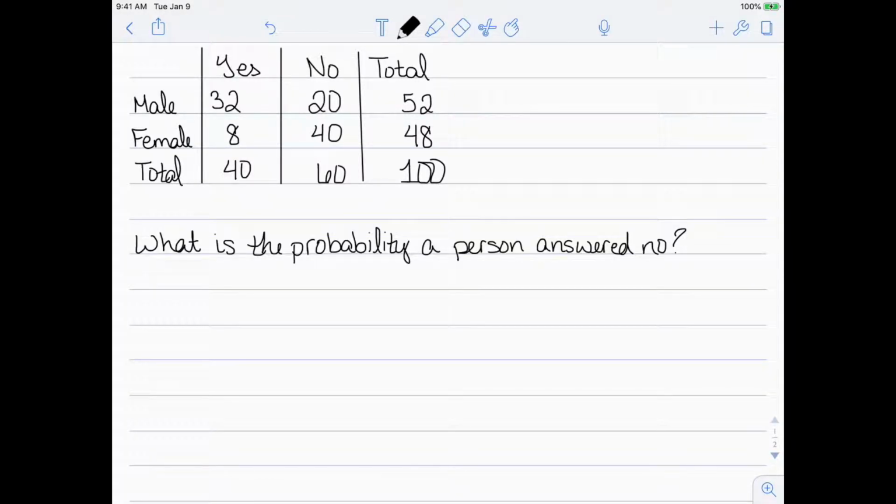For our first example, we want to know what is the probability that a person answered no in this survey. Well, we can see that there are 60 people who said no out of a total of 100. So our probability would be 60 over 100.